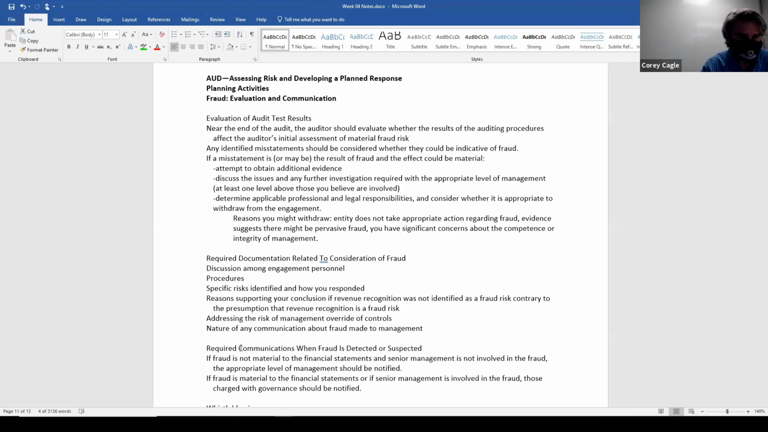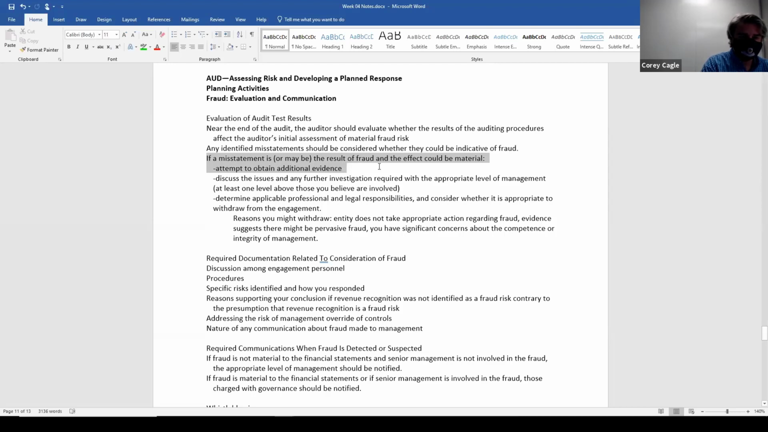Any identified misstatement should be considered for whether it could be indicative of fraud. So anytime you see a misstatement, that should be in your thoughts, like, all right, could there be something kind of screwy going on here? If it's a result of fraud, or if it may be the result of fraud, if you're thinking, this could be a problem, what do we do? Well, we want to get more evidence to get a clearer picture for sure.